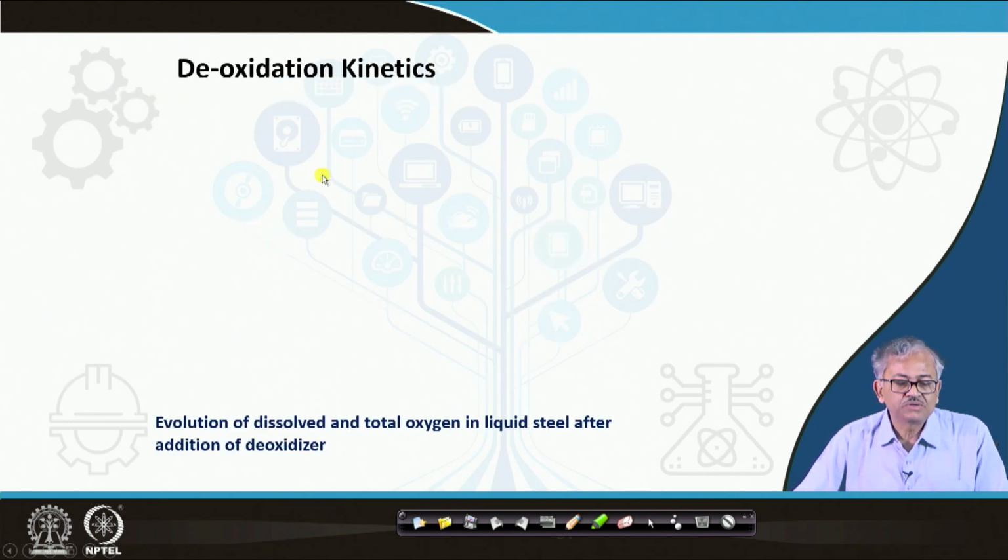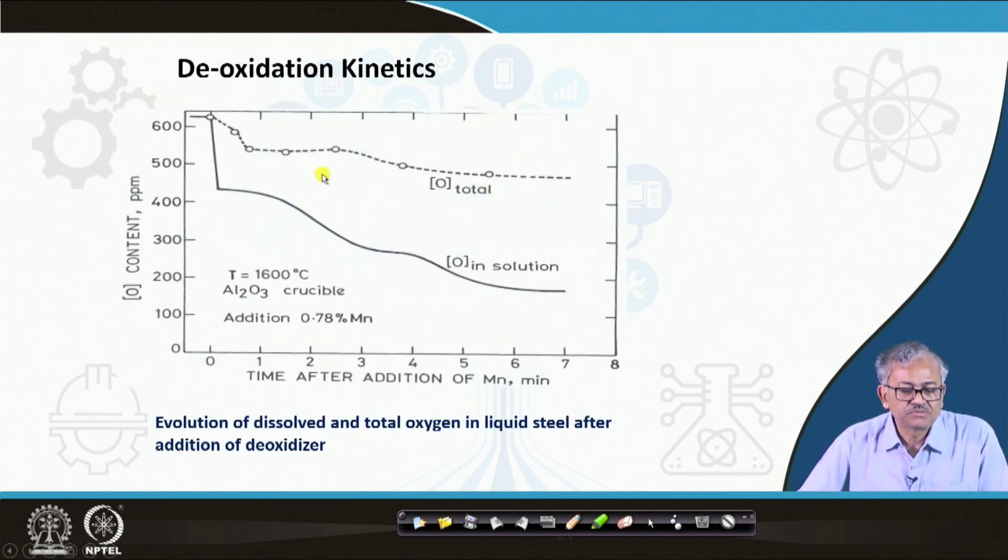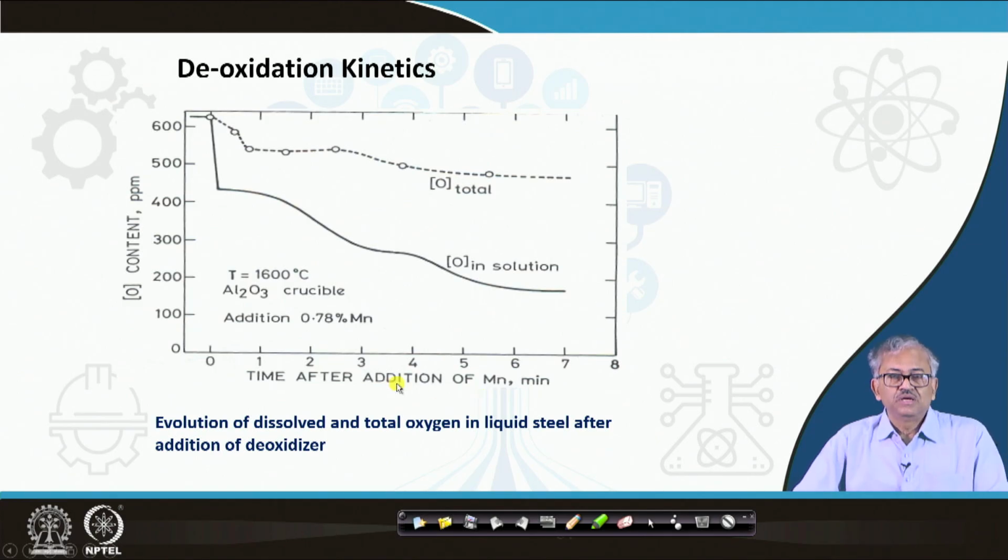Now deoxidation kinetics. It is a very interesting diagram. It shows the evolution of dissolved and total oxygen in liquid steel after addition of deoxidizer, and here we have added manganese. This is a laboratory scale experiment, with reported data on deoxidation by aluminum and manganese, and they have studied how the dissolved oxygen as well as the total oxygen evolve with time.